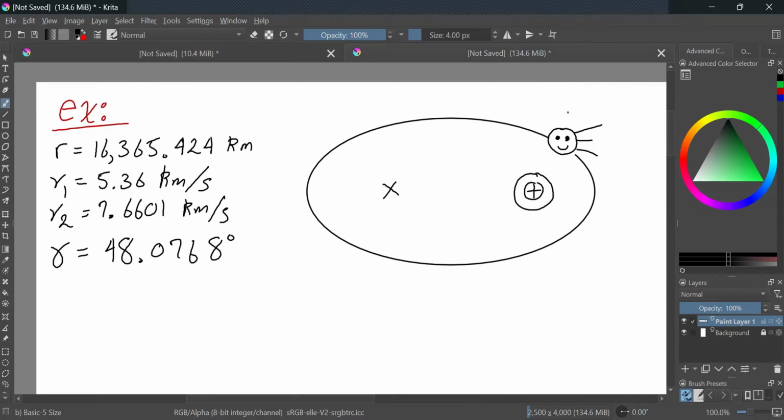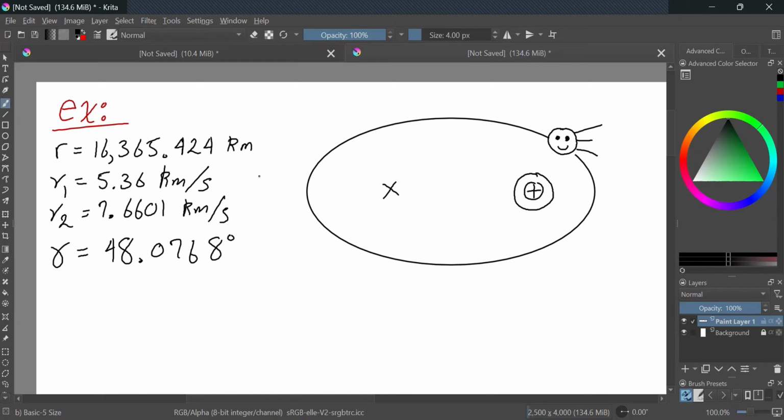So our satellite, Sputnik here, very happy to be hanging around with us. Very happy that you're here, bud. We have our orbit. This is the orbit that we have been working with the entire series up until this point. We're at a distance of 16,365 and change kilometers. We're moving at a speed of 5.36 kilometers per second.